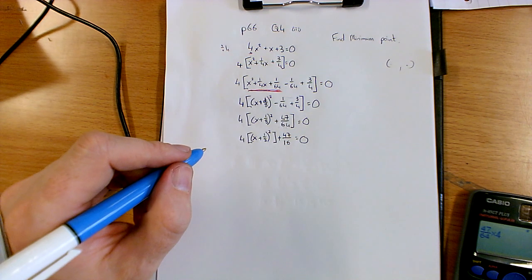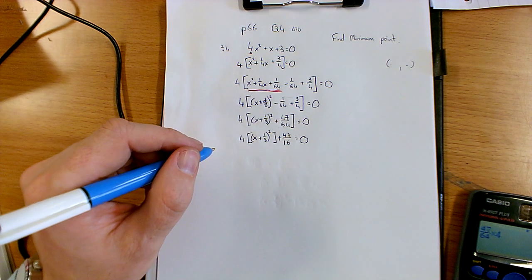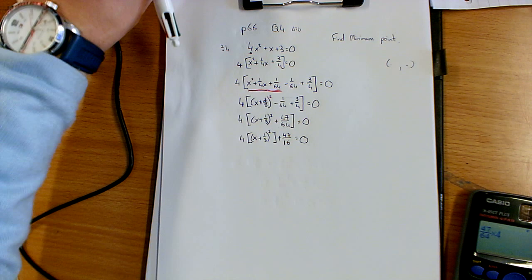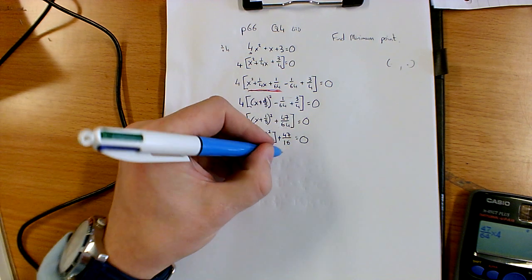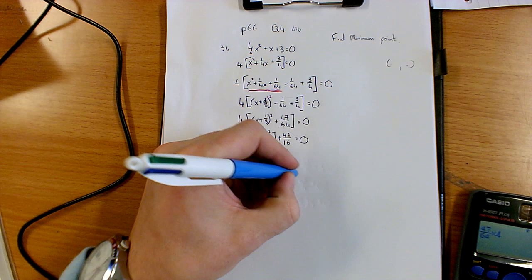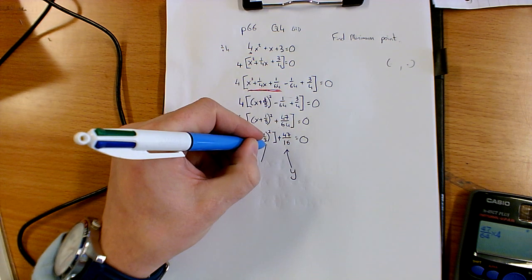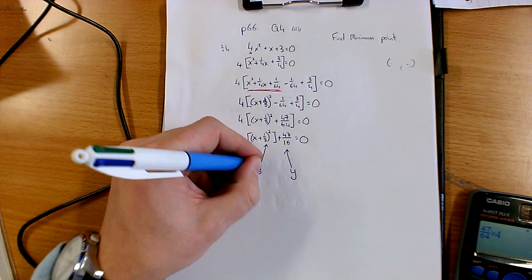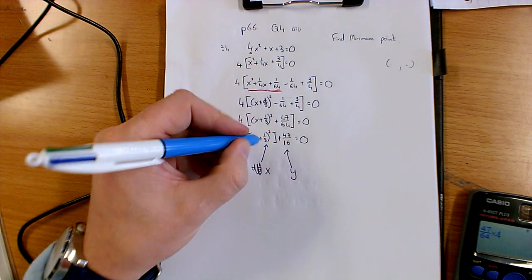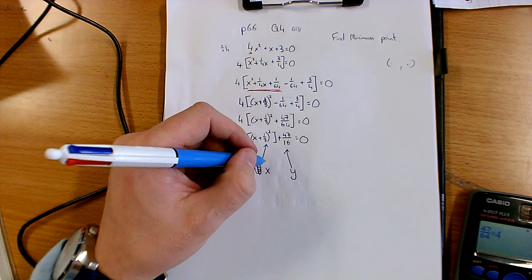Equals 0. Okay. Right. So, I'm asked for my minimum point. That's my y value. Change the sign of that. It's my x value if I change the sign.